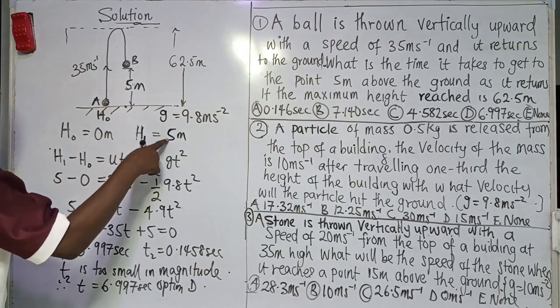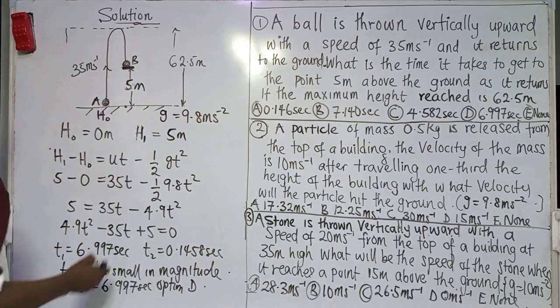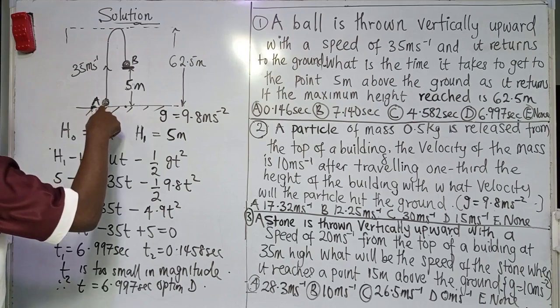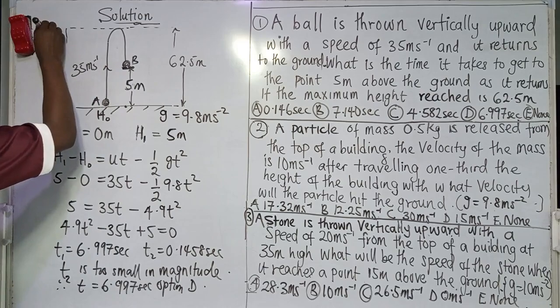So that is h equal to what? Fine, because we assume that they are calculating the time it takes to get from A to B, which is 5 meters above the ground. Now this is question 1.